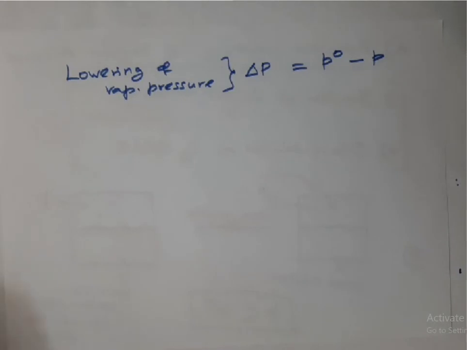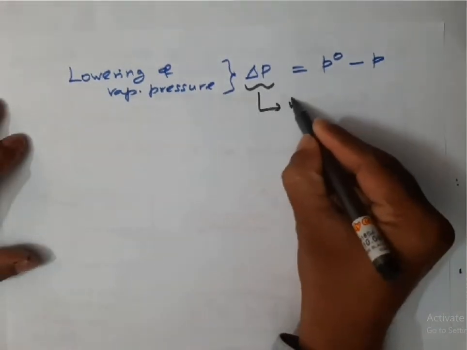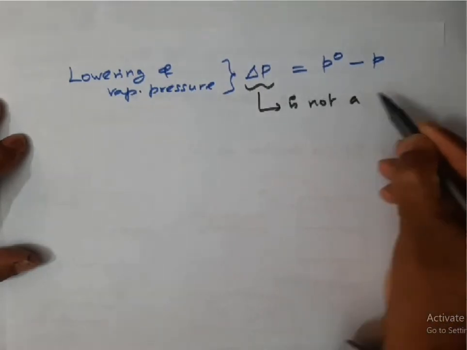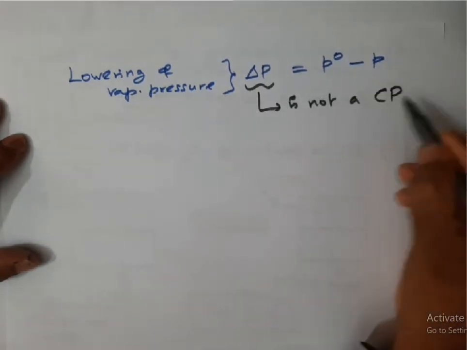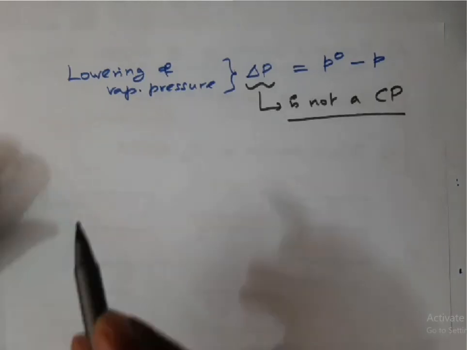Students, one important point you should keep in mind: delta P is not a colligative property. Lowering of vapor pressure is not a colligative property. Relative lowering of vapor pressure is the colligative property. So what is relative lowering of vapor pressure? Let me define it in the next step.